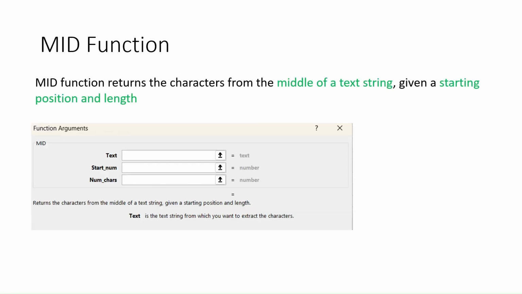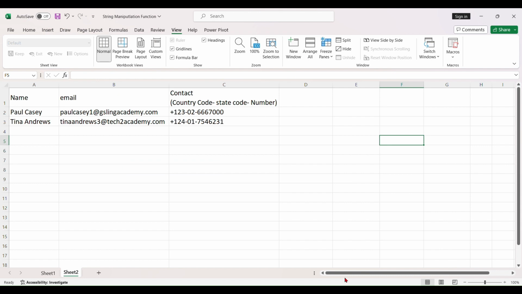Mid function returns the characters from the middle of a text string, given a starting position and length. Thus it takes three inputs, the text, starting position, and length of characters to be returned. Let's dive into practical demonstration.